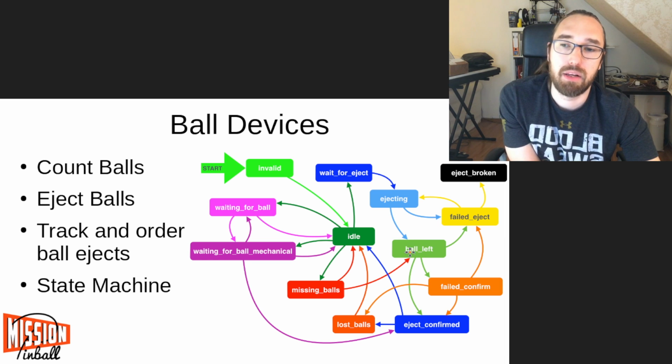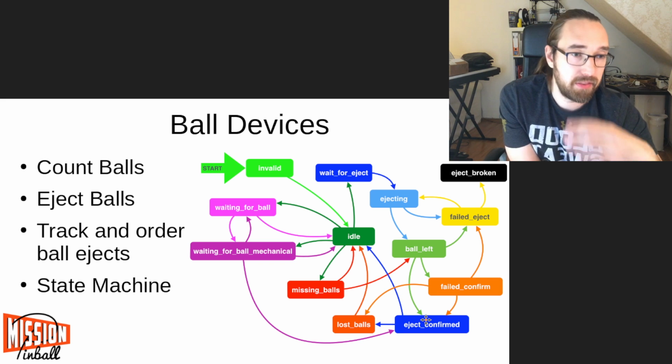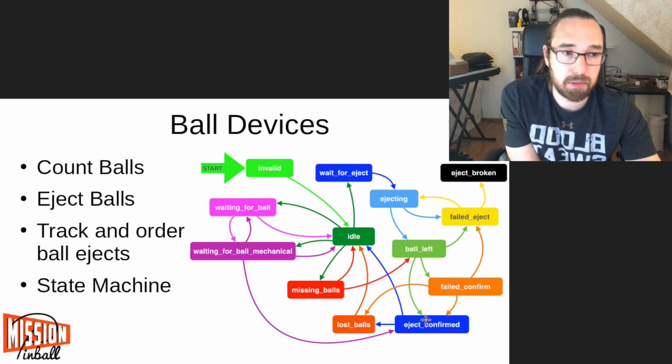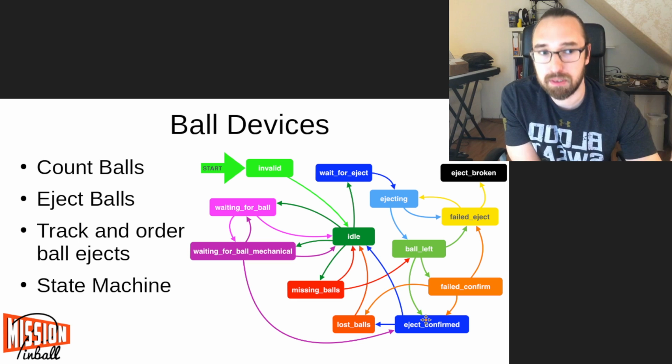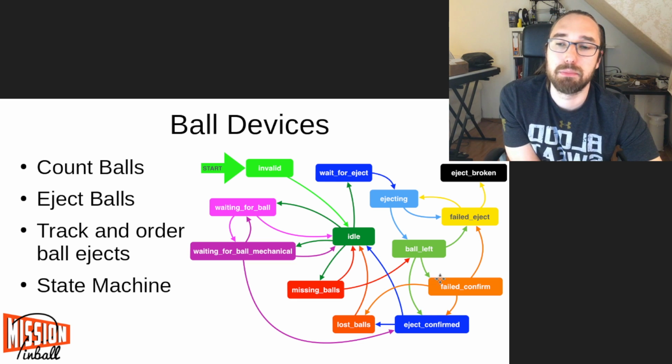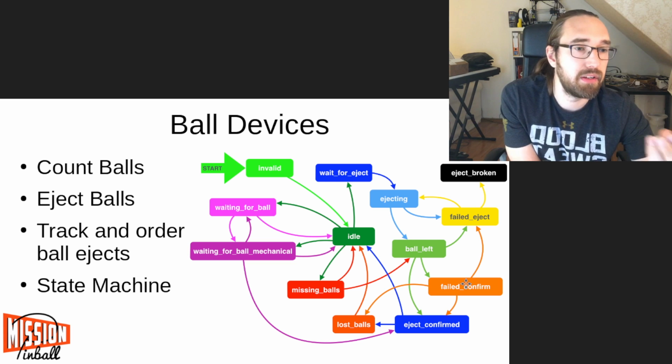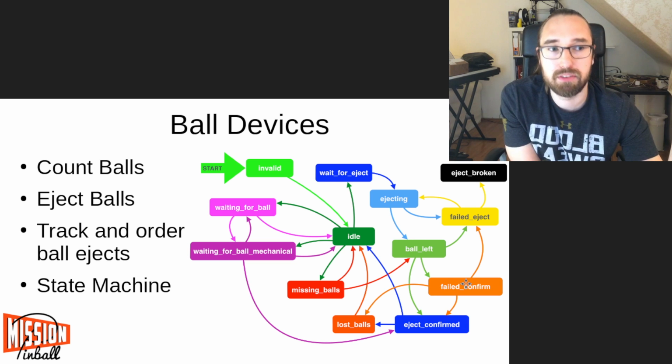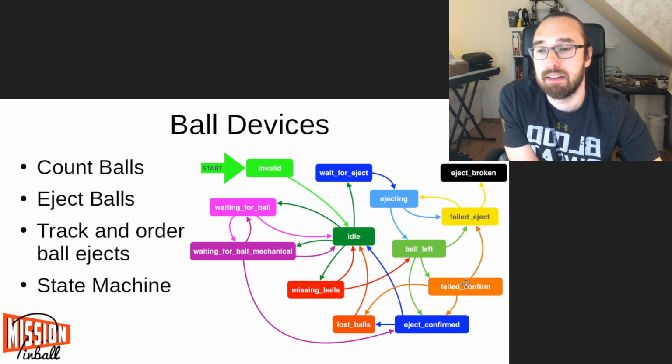When the ball left, it can either be confirmed by the target device. For example, the plunger switch becomes active, then we know that it made it to the plunger. It's easy. But there can also be a failed confirm. So we got a timeout, that's the eject timeout, which you typically configure. If that's reached, we do not know where it went. So the timeout is reached, it didn't reach the target.